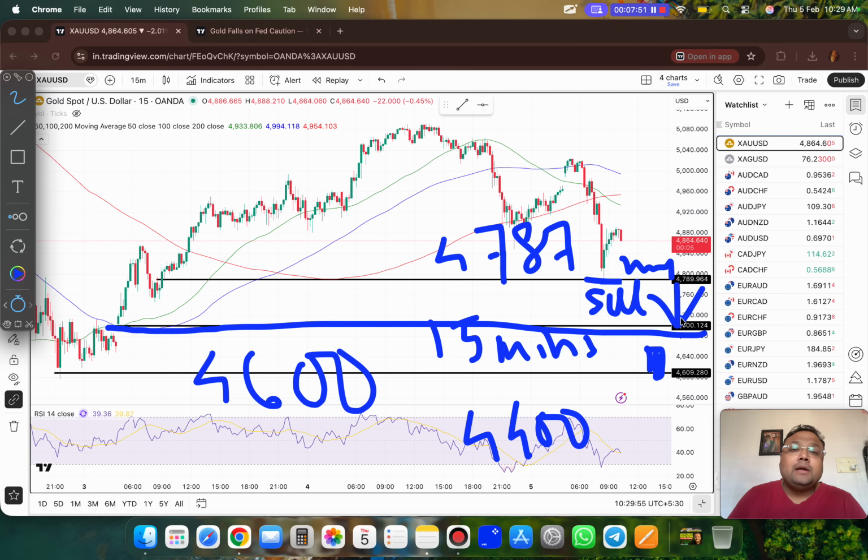Take care. Again, repeating, market is volatile right now. Do not go for tight stop losses. It's not going to work because market is volatile. So you need to keep space to the stop loss. For that, you need to decrease or reduce the lot size. That is the solution.